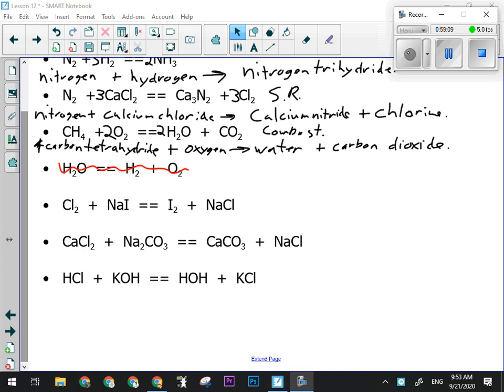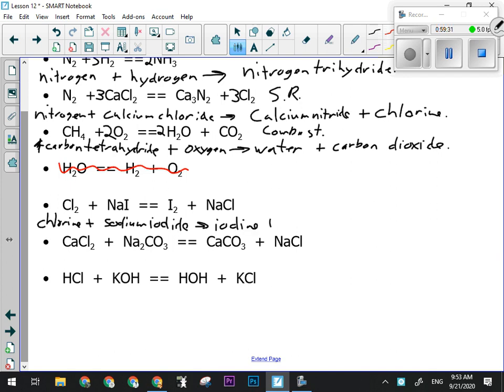Okay, so on this one here, we've got, what's this stuff here? Chlorine. And it's reacting with sodium iodide, and that's going to produce iodine and sodium chloride. What kind of reaction is that? Element reacts with ionic compound. Single replacement.